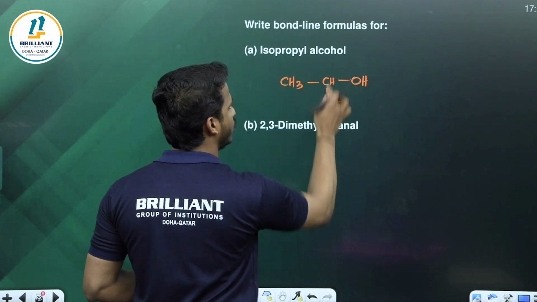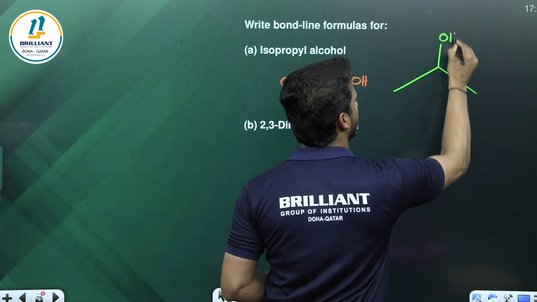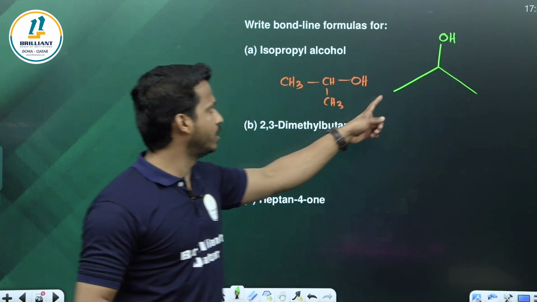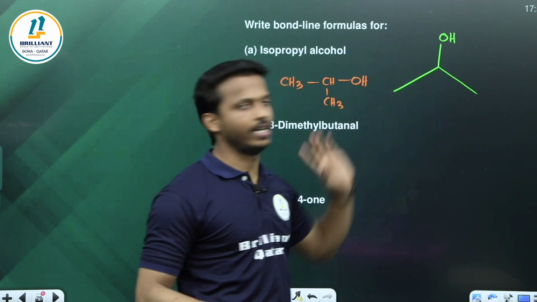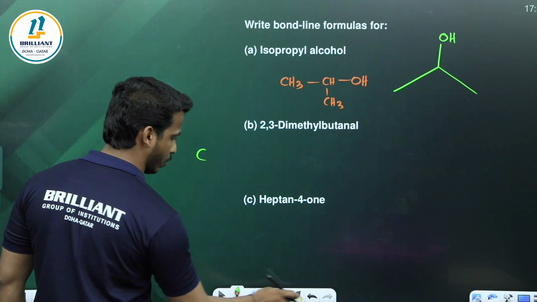Total 3 carbons in the chain. So 1, 2, 3. At the second position there is an OH. This is the bond line formula. This is CH3, CHOH, CH3. What about 2,3-dimethyl butanal? Let me draw the shape first of all.